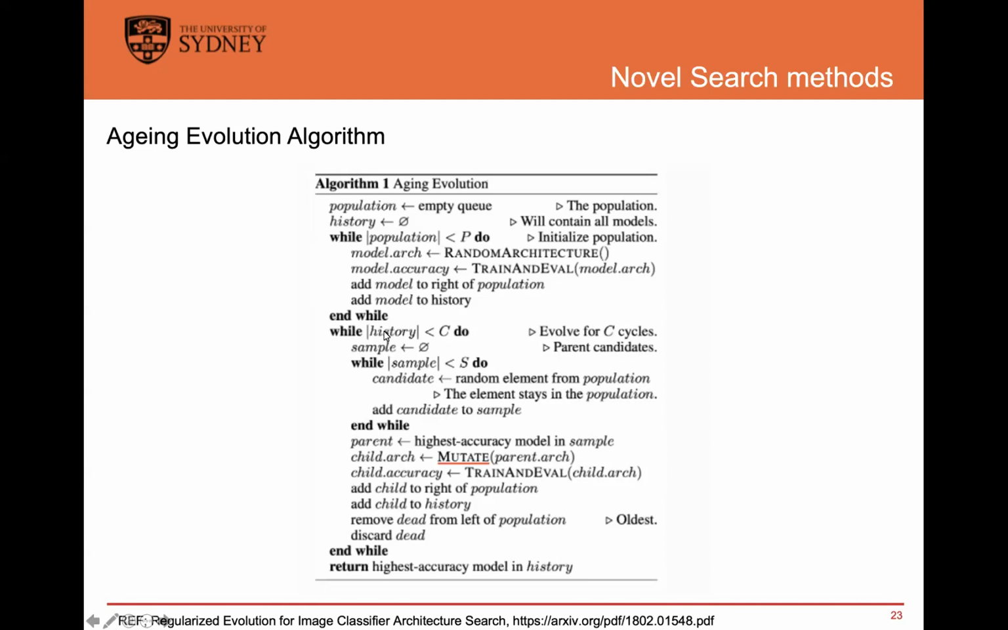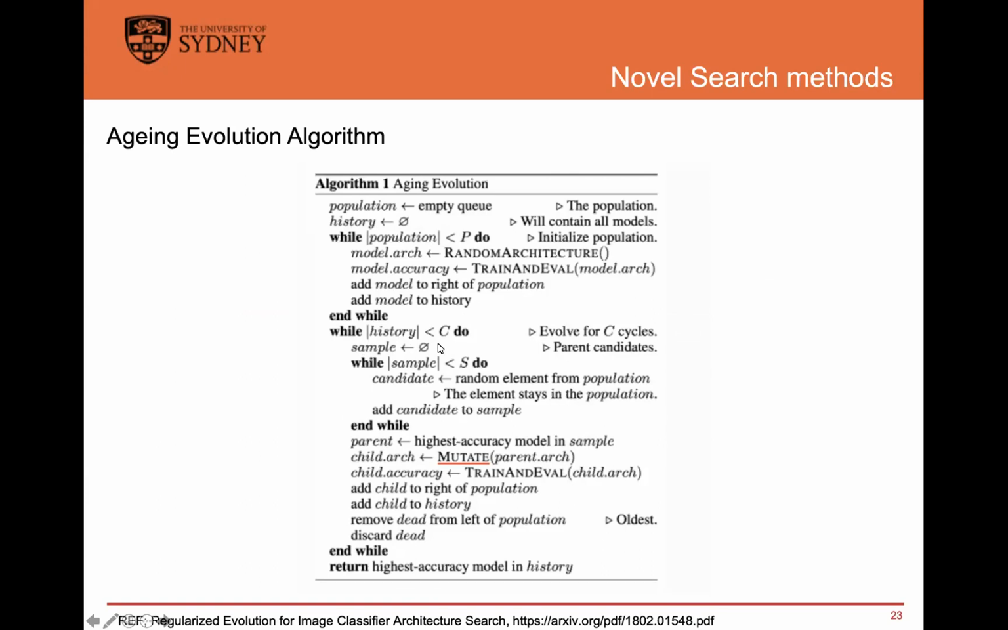Initially, you will have 10 in your history, and after your initial population is added to the history, the additional ones are when your evolution comes in. So say, for example, you have 10 in your population and 100 in your history, then the difference of 90 is how many times your algorithm is going to evolve your model. And this while loop is basically the evolution.